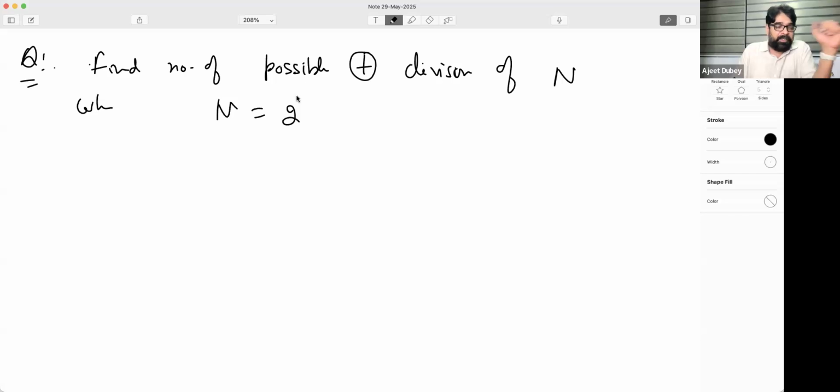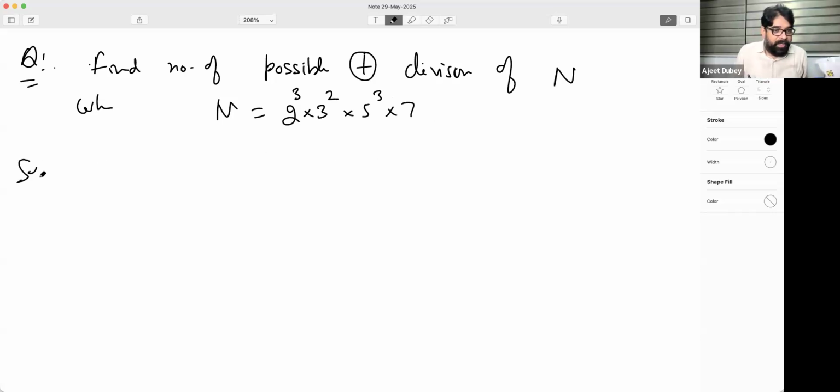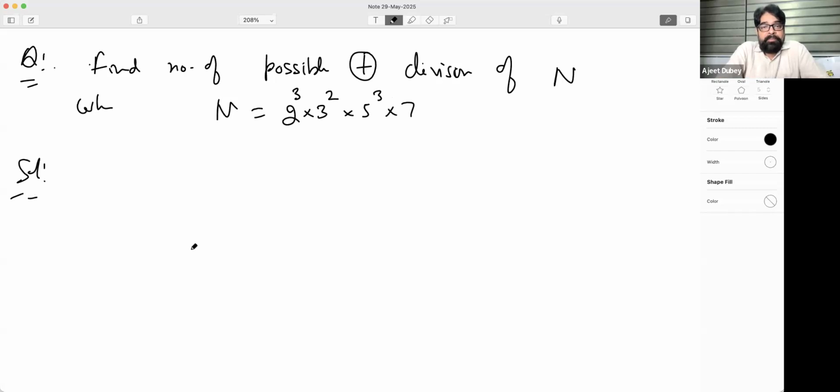I'm just writing it in the prime factor format: 2 power 3, 3 power 2 into 5 power 3 into 7. Some big number is there. Tell me everybody quickly, how many possible positive divisors, positive factors, does this number have? Type your answer in the chat box. Yes, Rayan, correct.